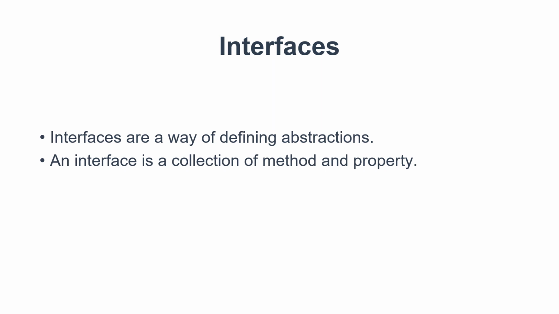Interfaces in programming act as a blueprint for classes, and they define a set of methods and properties that classes must implement. Interfaces provide a way to ensure consistency and shared functionality across different classes without specifying the actual implementation details.